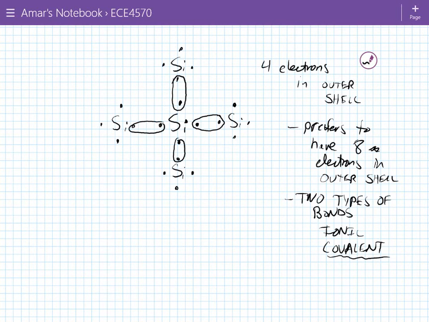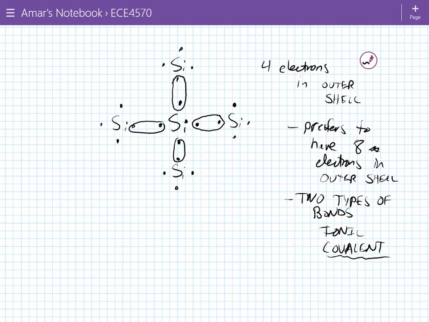This is exactly what carbon does too, by the way. Carbon is also a column 4 element. This is how diamond is formed. Each carbon atom forms a bond with 4 other carbon atoms around it. Silicon does the same thing. It forms a bond with 4 other silicon atoms around it.